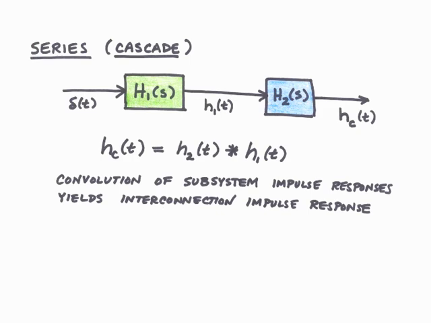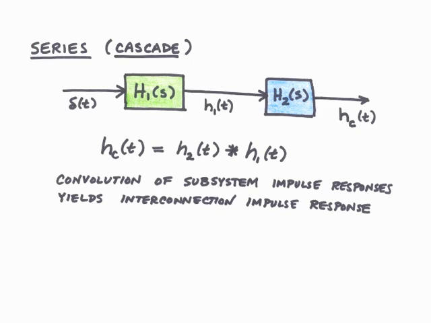Now let's look at the impulse response of two systems in cascade or series interconnection. Delta of T is presented to the first system as an input. The first system is H1 of S, and its output will be H1 of T in response to delta of T. H1 of T will then be an input to H2 of S, and then the output will be the response of H2 of S to the input H1 of T.